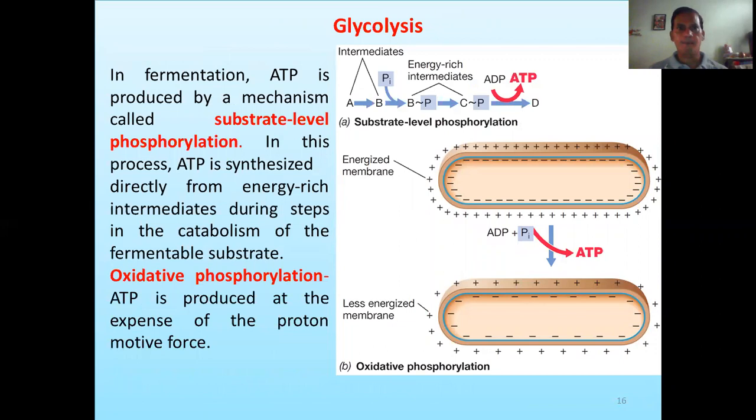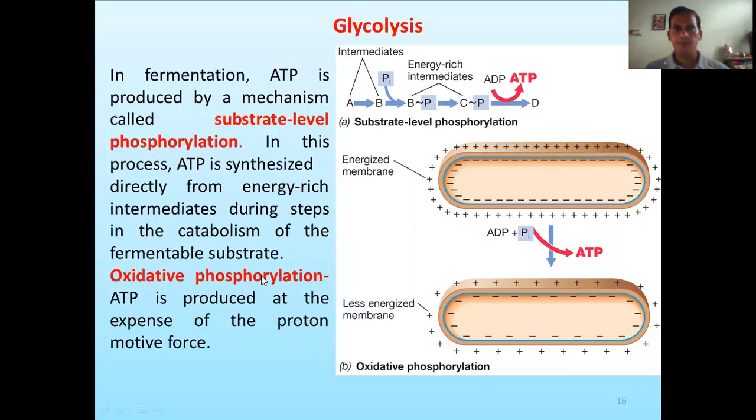In fermentation, ATP is produced by a mechanism called substrate level phosphorylation. In this process, ATP is synthesized directly from energy-rich intermediates during steps in the catabolism of the fermentable substrate. Let's see this in the figure here. We have compound A to B. These are intermediates where phosphorylation takes place and it leads to the formation of energy-rich intermediate compounds B and C. These energy-rich compounds could lead to the conversion of ADP to ATP.